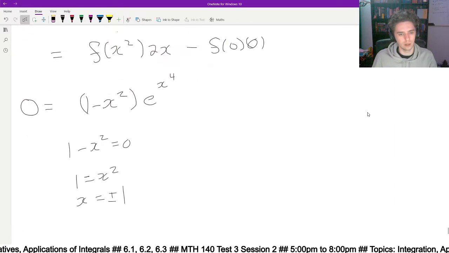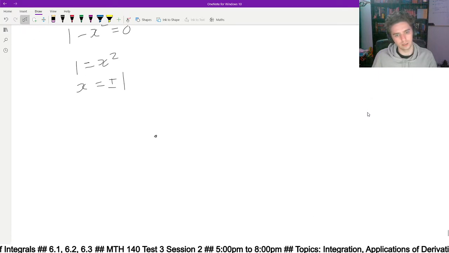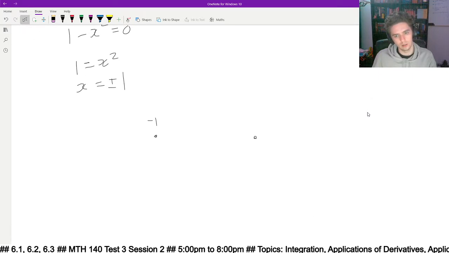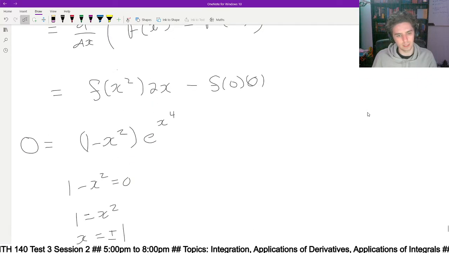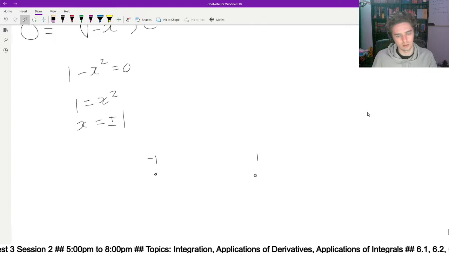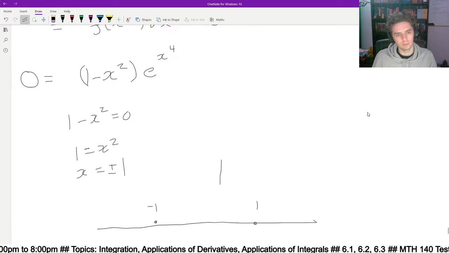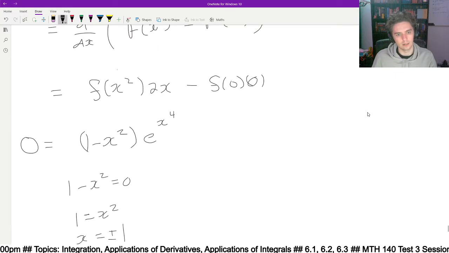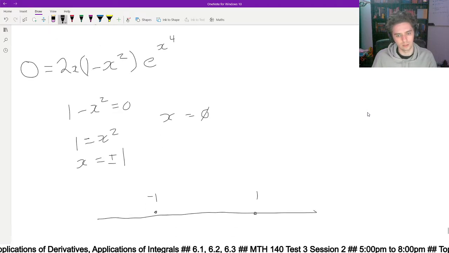Okay, so the question was asking for intervals of increasing and decreasing. So we know that it's going to change at 1 and -1. It will also change anywhere that this doesn't exist, but it exists everywhere, so that's not a problem. Wait, sorry, for the previous question, isn't there a 2x? Oh yeah, yes, there's a 2x here. So also x equals 0. That's another solution. Yeah.